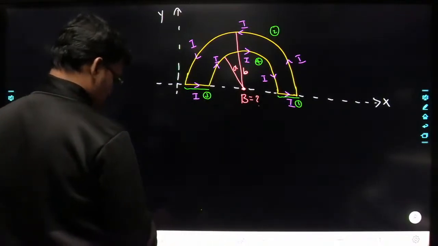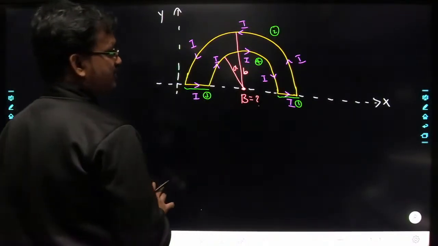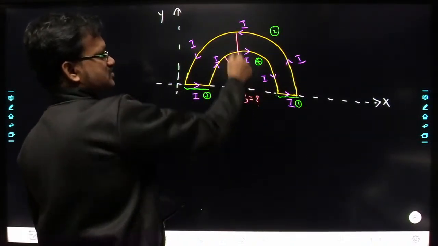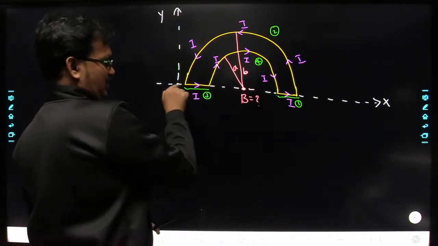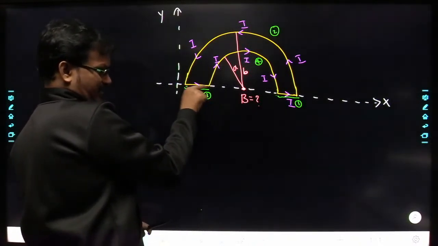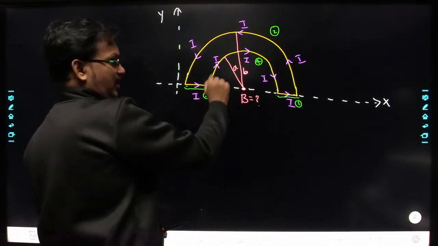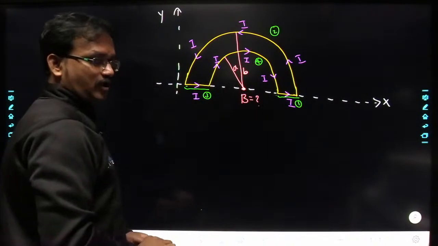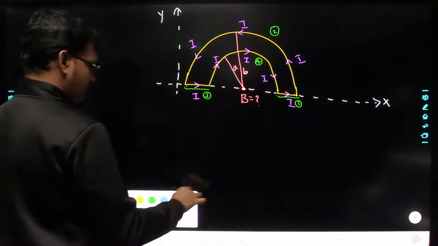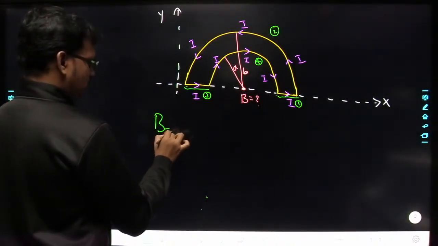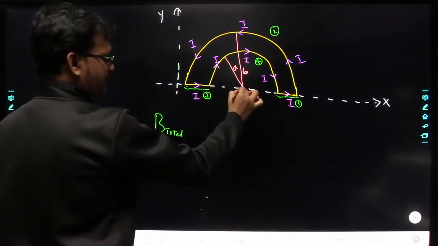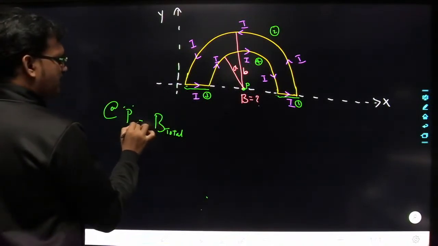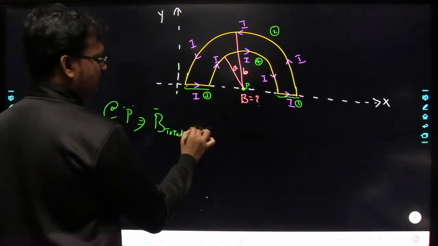Okay, now see here. So I have divided this into 4 sections. This is the first section, and this semicircular loop of radius B is the second section, and this straight line is the third section, and again this semicircle of radius A is the fourth section. Okay, so the total B field here is equal to what? Let us say this point is P. So at point P, the total B field is equal to what?